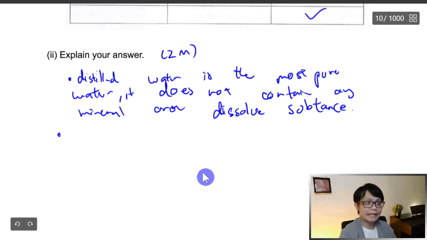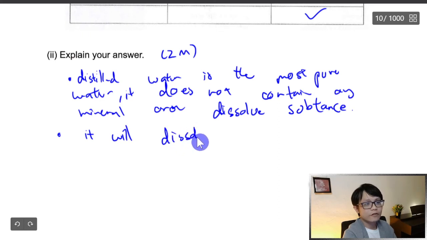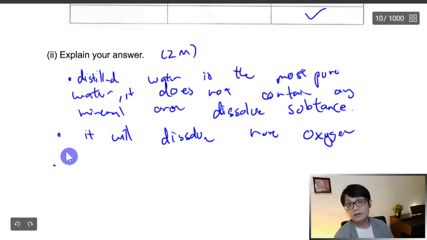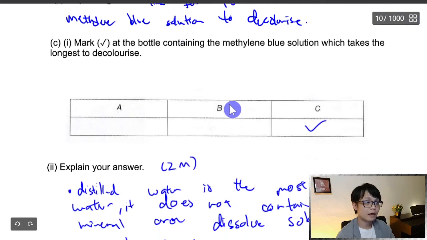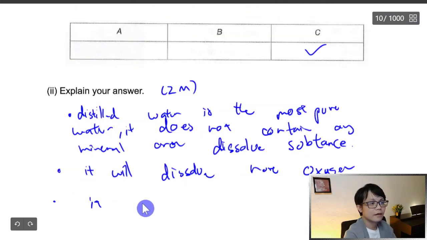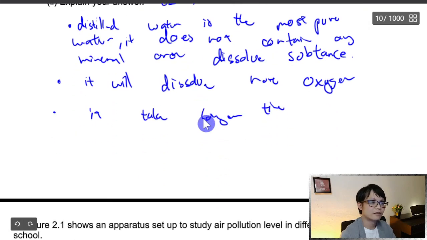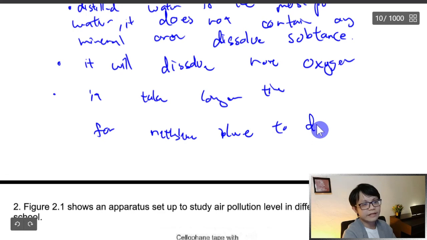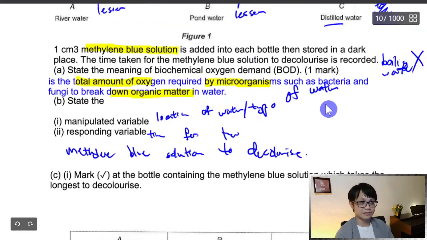So because of that, it will dissolve the most oxygen. Okay, it will dissolve more oxygen. You use your own words, compared to pond water and river water. Therefore, it takes a longer time for the methylene blue to decolorize. Okay, something like that. So that will be the answer.